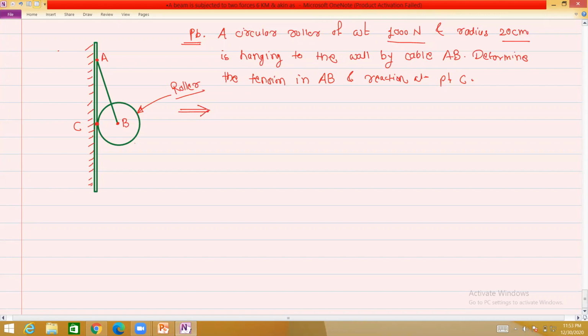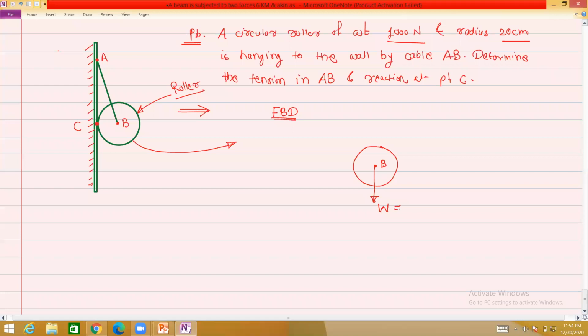So when you solve this problem, first isolate this roller from its surrounding and then draw the free body diagram. So first step is we have to draw the FBD. So for the FBD, just draw the roller and show the different forces acting on this roller. So first force will be self weight, which will act from its center of gravity. So right now center of gravity is nothing but the center, that is the point B.